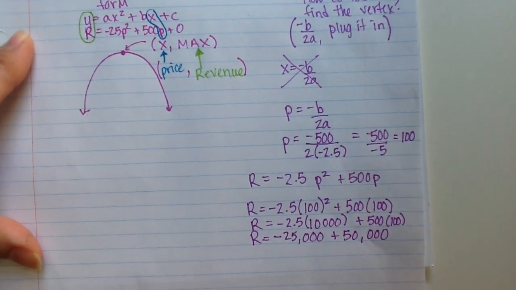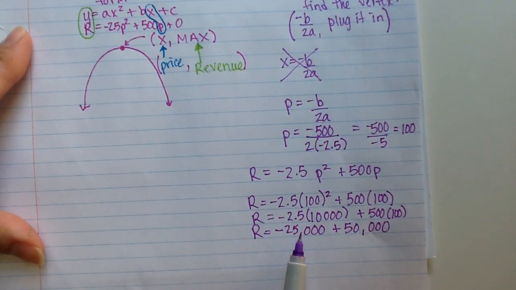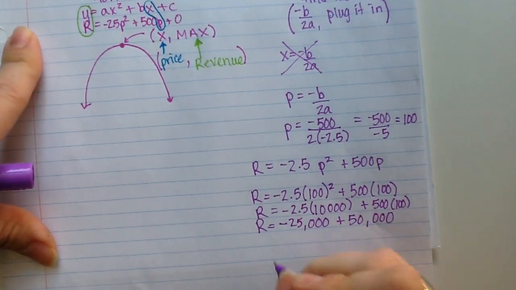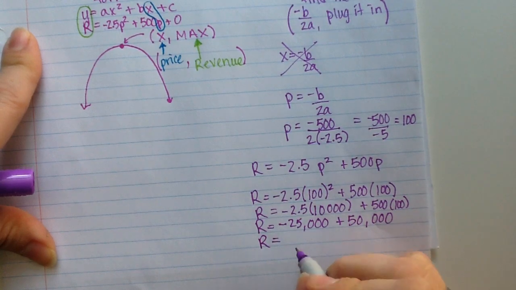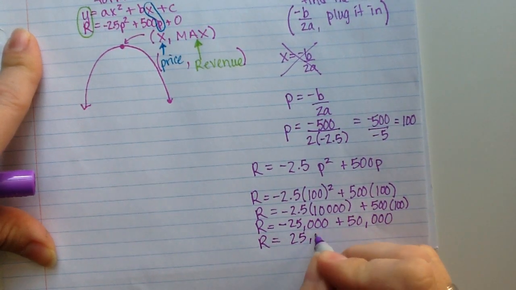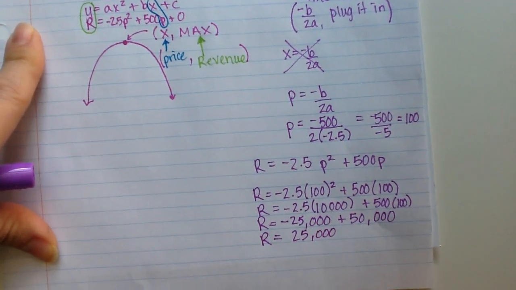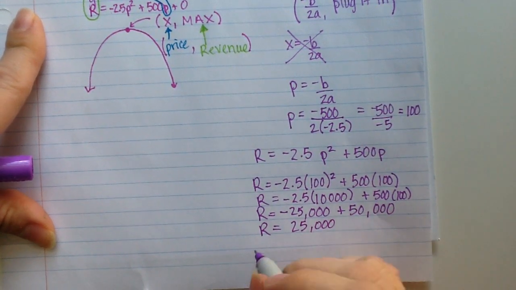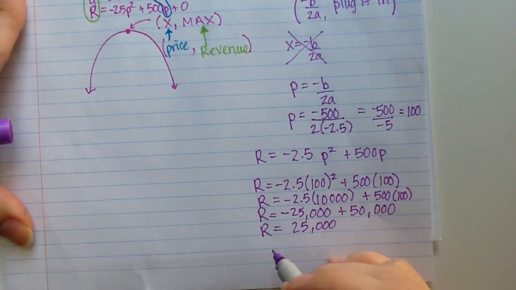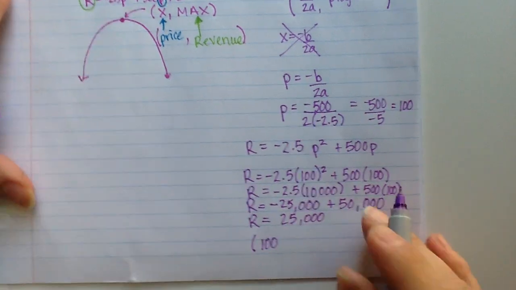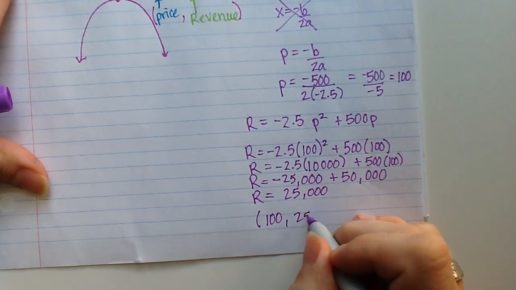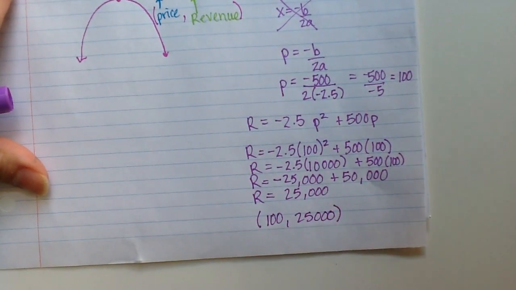So R equals negative 25,000 plus 50,000. Okay, now remember a little bit ago I told you that when you're substituting in to find your vertex, one number will be twice as big as the other and they should have opposite signs. So we're on the right track here. Then we add those numbers and we get R equals 25,000. So our vertex is going to be 100, 25,000.